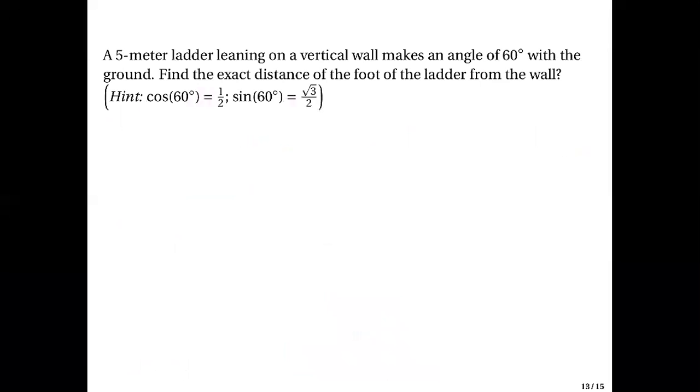Next problem here. A 5-meter ladder leaning on a vertical wall makes an angle of 60 degrees with the ground. Find the exact distance of the foot of the ladder from the wall. Again, a 5-meter ladder leaning on a vertical wall makes an angle of 60 degrees with the ground. Find the exact distance of the foot of the ladder from the wall. So let's say this is the wall, which is vertical.